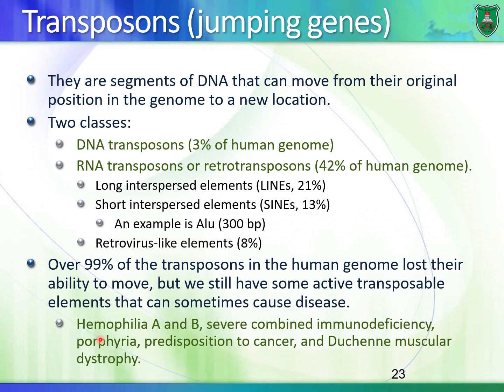Hemophilia is basically a blood disease that results in excessive bleeding, so blood does not coagulate normally, and the person keeps on bleeding. You have severe combined immunodeficiency. There is porphyria, which is related to heme metabolism. Cancers can also be caused by transposons moving. We have Duchenne muscular dystrophy, another example. So why do they cause diseases?